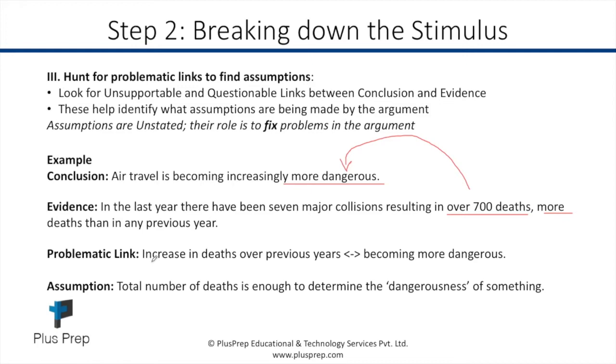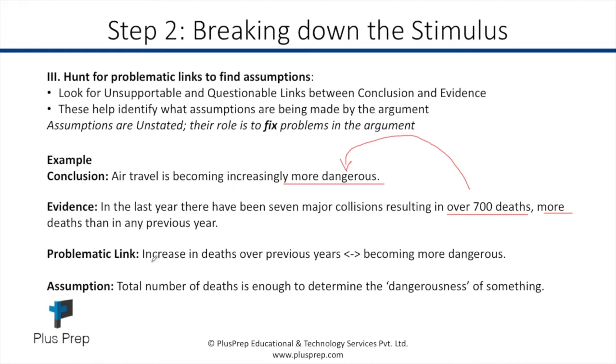The assumption, therefore, to fix this is that the only determinant for something to be more dangerous is the number of deaths. Or in other words, total number of deaths is enough to determine the dangerousness of something. Make sense? Yeah?